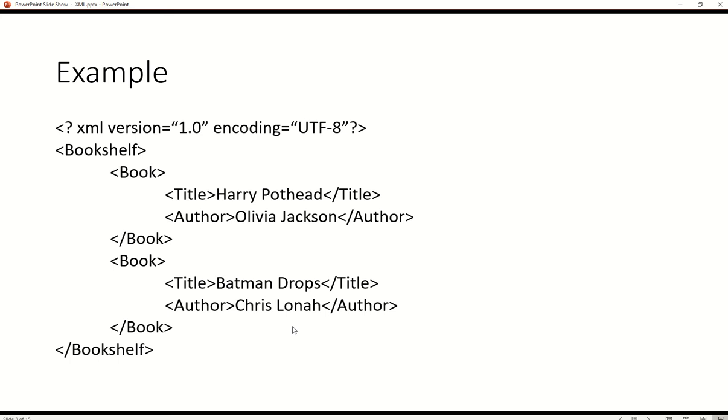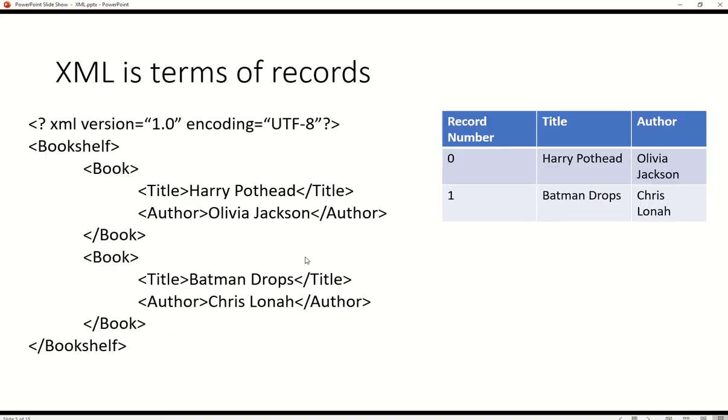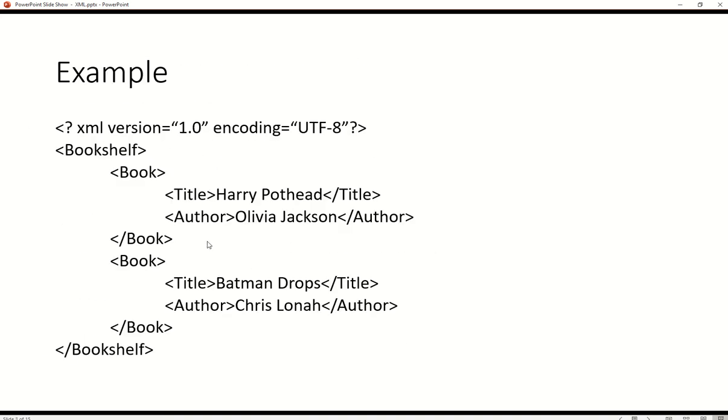Here's an example of an XML file. If you double click and open up an XML file in your notepad, you may see these things. You'll see some kind of XML tag with a version and encoding. And then you'll see bookshelf here, and bookshelf over here. And you'll see books with different titles and authors, and another book with another title and another author. So you notice the structure here, there's two books in here. It's very similar to how you would have a record, right?